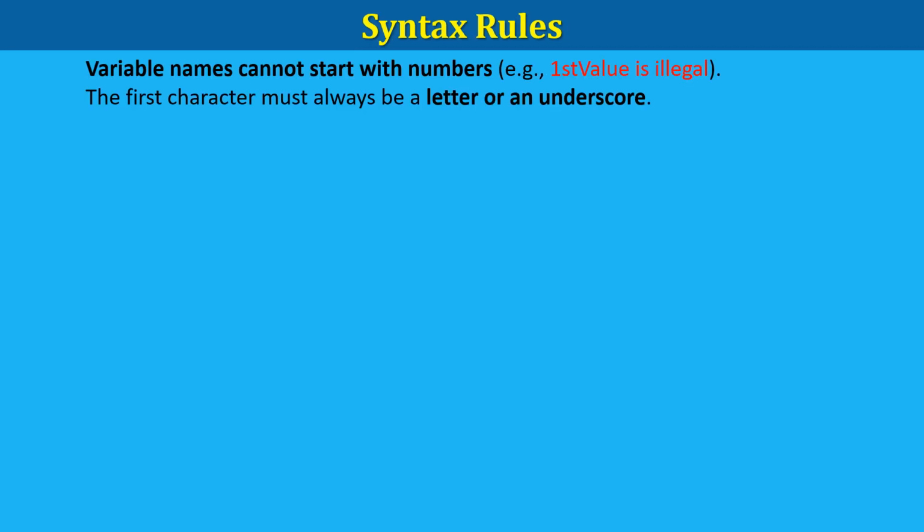Syntax rules. Variable names cannot start with numbers. In C++, variable names, you can say identifiers, must follow specific rules. They cannot start with numbers. For example, naming a variable 1stValue will cause a compilation error. The first character must always be a letter or an underscore. Students are encouraged to use meaningful names like counter or totalAmount to make the code more understandable and prevent errors.